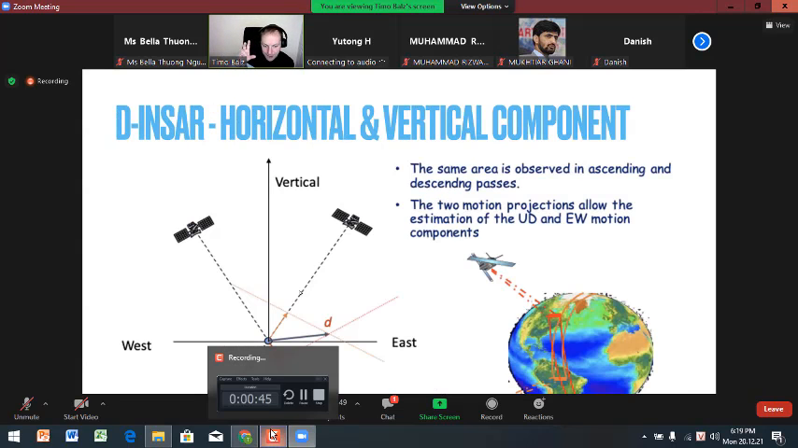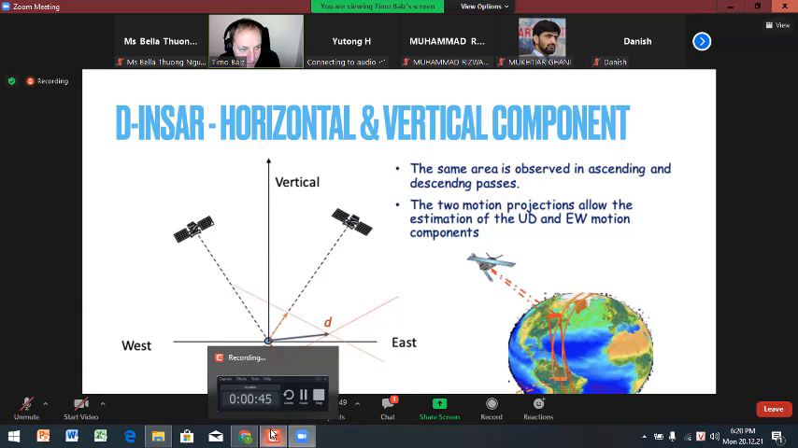Now, if we extend your question into, you really want the deformation, and you want to be sure if it's subsidence or uplift or horizontal motion, right? Because we only measure the line of sight deformation, so we only measure in this direction here, right? So we can't really be sure if you're moving down or if you're moving to the east.